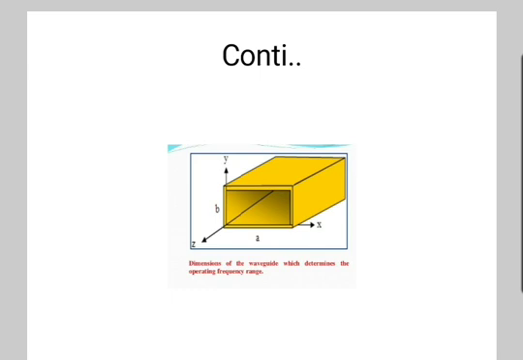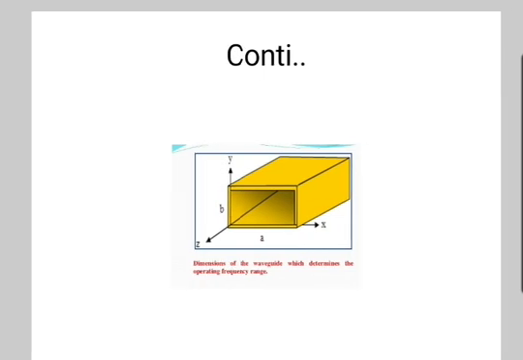Also, the wavelength in the guide is the length of the cycle, and phase velocity is the velocity of the wave. So the phase velocity is defined as the rate at which the wave changes its phase in terms of guide wavelength. So phase velocity is equal to lambda g divided by unit time.